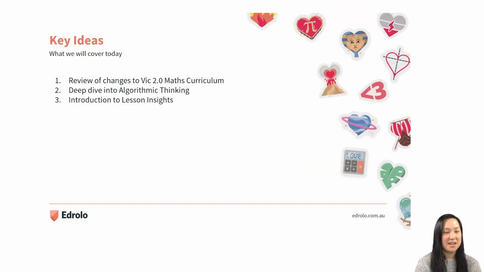All right, so what are we going to cover today? We'll be covering the review of changes to the Victorian 2.0 math curriculum. Then we'll be doing a deep dive into algorithmic thinking, and we will be looking at lesson insights, which is a new feature of our Edrollo platform.